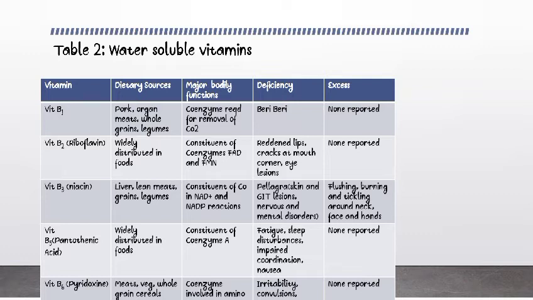So pellagra, skin and GIT lesions, nervous and mental disorders. These are present if there is deficiency. What is deficiency? Deficiency means you're lacking it. So if you're lacking it, basically you'll have these issues. If you're eating excessively, then flushing, burning, and tingling around the neck, face, and hands will be present. These are signs, symptoms that are there.